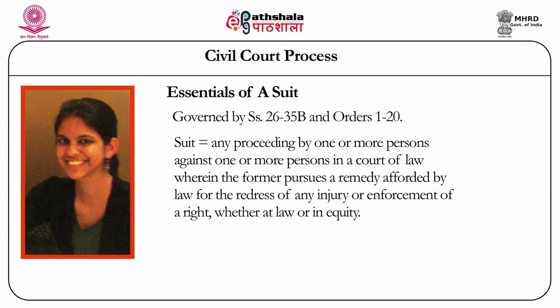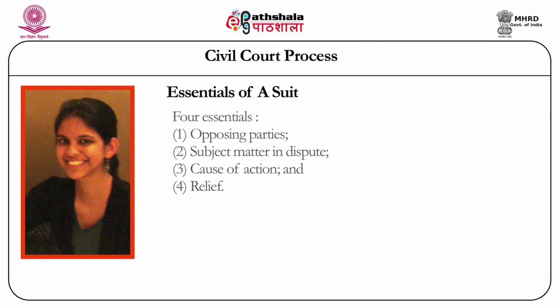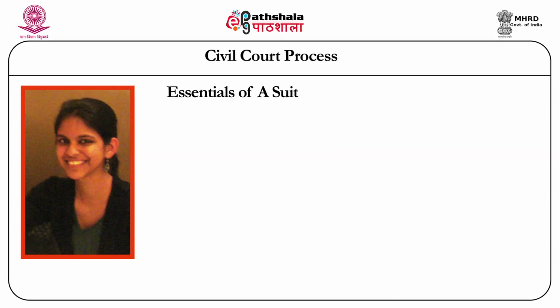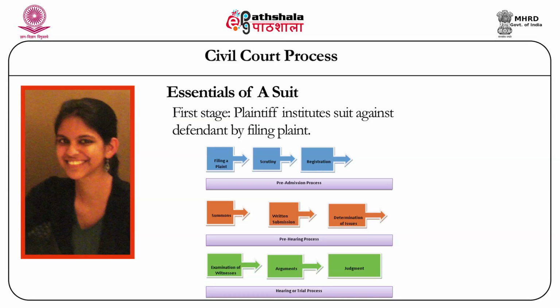A civil suit is a civil proceeding between two opposing parties, known as the plaintiff and defendant. There are 4 essentials of a suit. 1. Opposing parties. 2. Subject matter in dispute. 3. Cause of action. And 4. Relief. It is the plaintiff who institutes a suit by approaching the court and filing a suit for one or more reliefs against the defendant claimed in a pleading known as a plaint. This is the first stage in a suit.